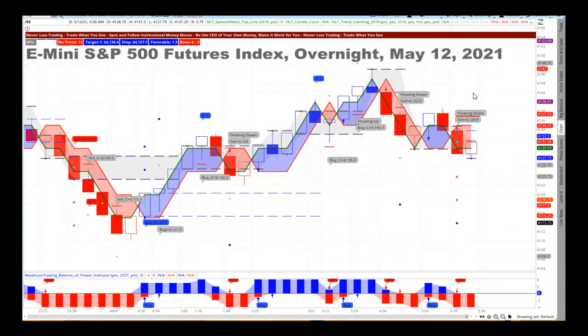I'm adding here the chart of the overnight movement for the E-mini S&P 500 futures contract on May 12th between basically midnight and in the morning at 5. So it goes through the day. I just wanted to take that opportunity to tell you it'll work around the clock. Yeah, so that's the key.